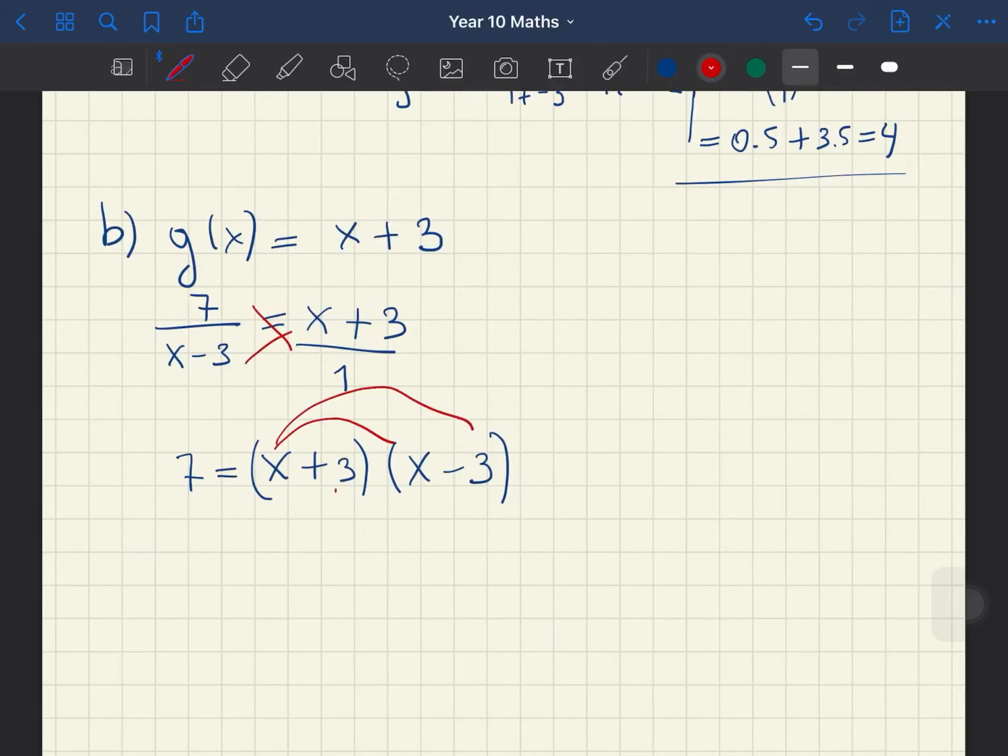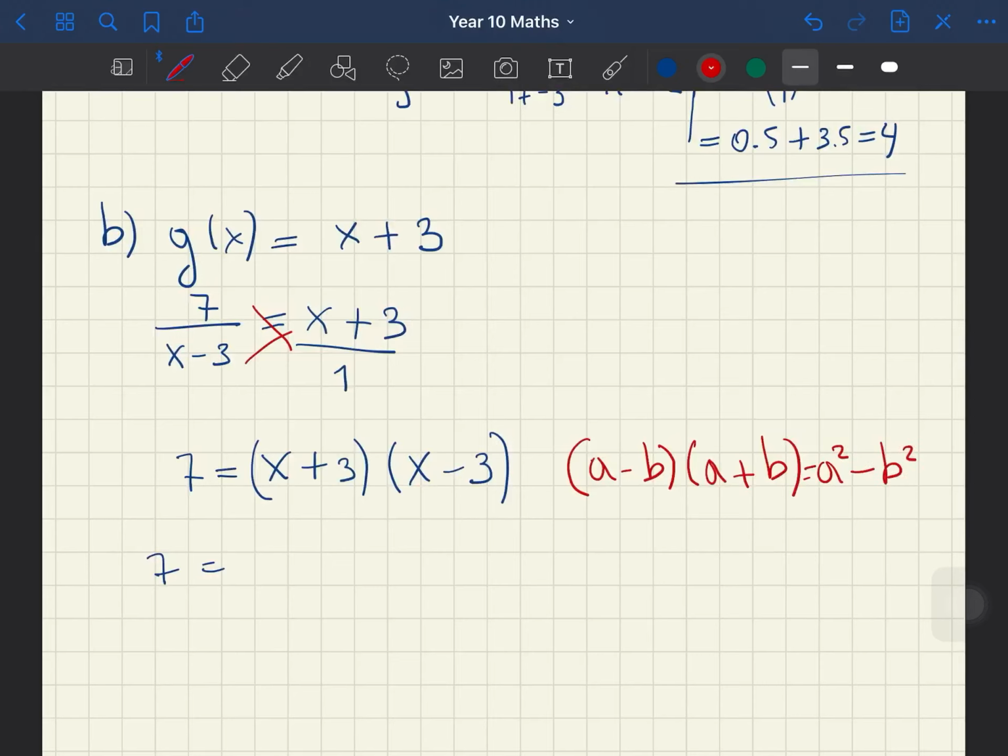Now we open the brackets. Yeah, 7 equals 2x squared. Oh, actually this is a formula, x plus 3, x minus 3. You can just write it as, remember the formula? It's like a minus b, a plus b equals a squared minus b squared. So x plus 3, x minus 3 equals x squared minus 3 squared, like this. So 7 equals x squared minus 9.